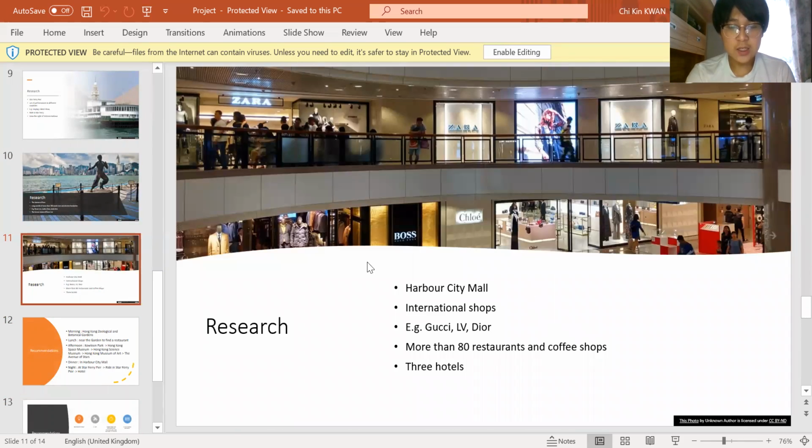And the other site, the final site, is Harbour City Mall, and there are many international shops such as Gucci, LV, Dior, etc. Also, there are more than 80 restaurants and coffee shops there. People can eat and shop there. They also have free hotels in the shopping mall for the visitors to live.